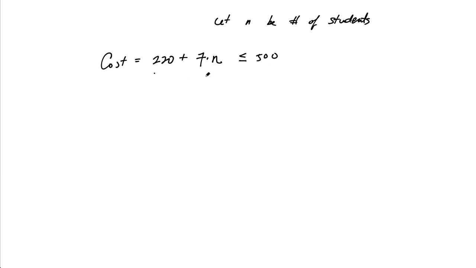Okay, so this means 220 + 7n ≤ 500. Move that to the other side by subtracting both sides by 220. So that's 280, right? So n is going to be less than or equal to 40. So that means a maximum of 40 students can go to this trip.